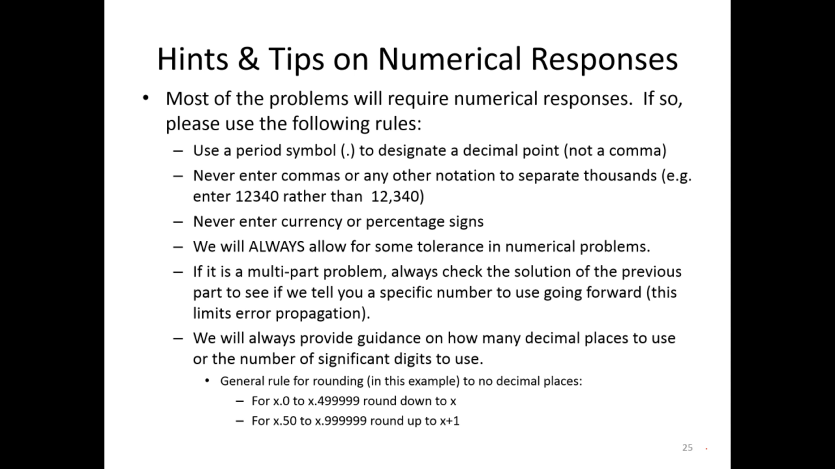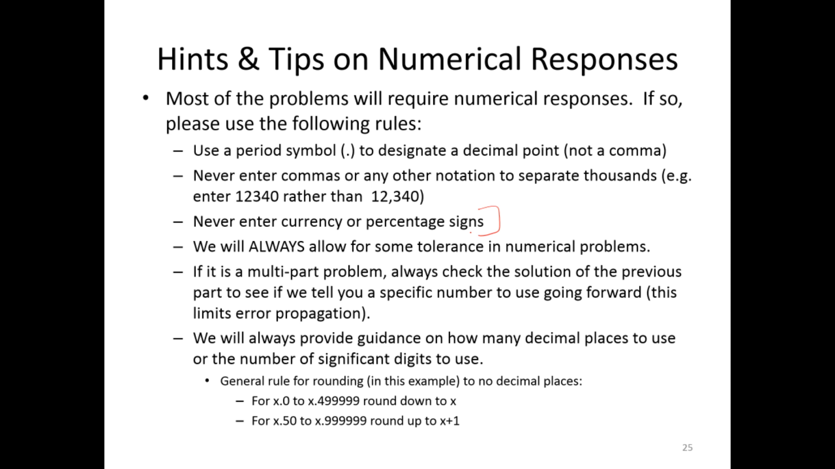Use a period symbol, the dot, to designate a decimal point, not a comma. Never enter commas or any other notation to separate thousands. If your answer is 12,340, enter that in 12340, not 12, 340. We don't need the separator there. Never enter currency or percentage signs, just enter the raw number.